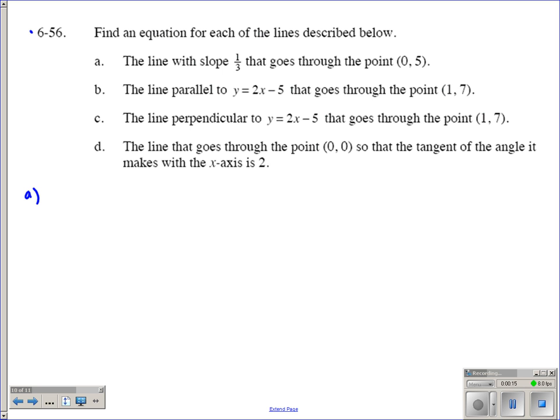If our slope is 1/3, and we've got this point that it goes through being 0,5, this is also the y-intercept. Remember, the y-intercept always has 0 for the x-coordinate. So this is our y-intercept. Well, that's all we really need. So if m is 1/3 and b equals 5, we can put it into its equation, y equals 1/3 x plus 5.